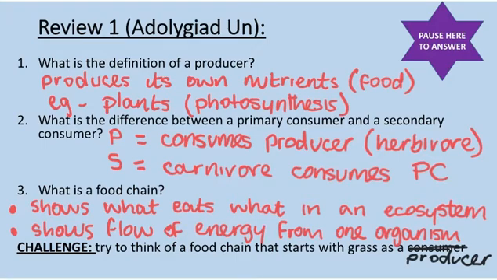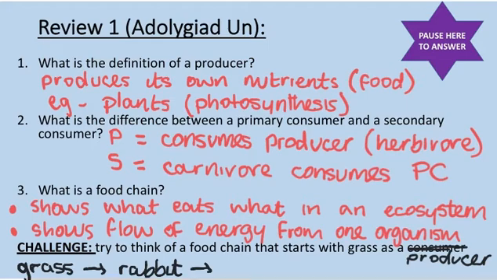So this says, try to think of a food chain that starts with grass as a producer. So we can write in grass at the start. Then that can go to, I'm going to write rabbit for my food chain. Rabbit. Now we have to think, what would eat a rabbit? A fox. And what would eat a fox? A lion.